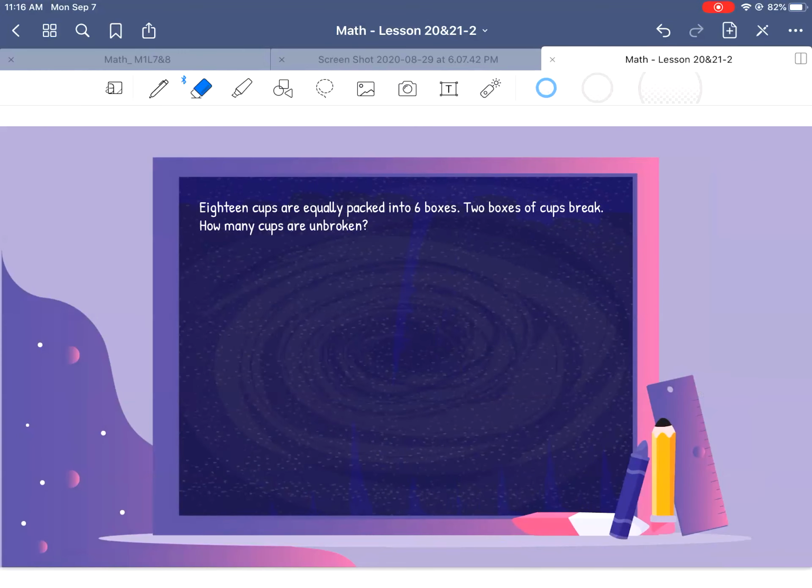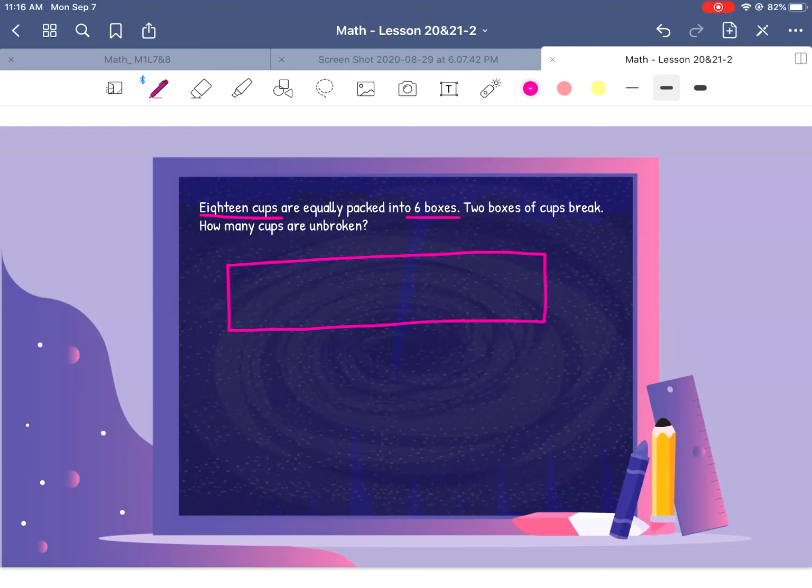Now I'm going to move on to the next slide. 18 cups are equally packed into 6 boxes. 2 boxes of cups break. How many cups are unbroken? So once again, for this question, I'm going to use a tape diagram. So we have 18 cups equally packed into 6 boxes.